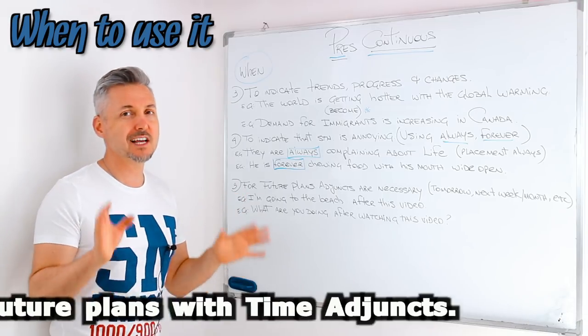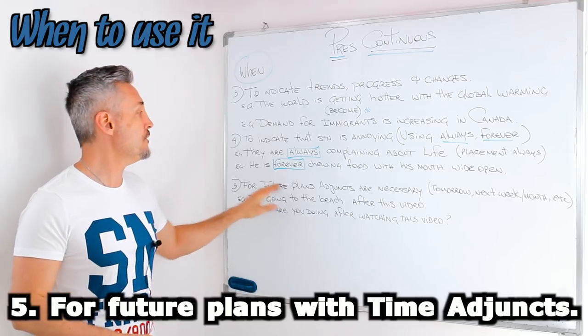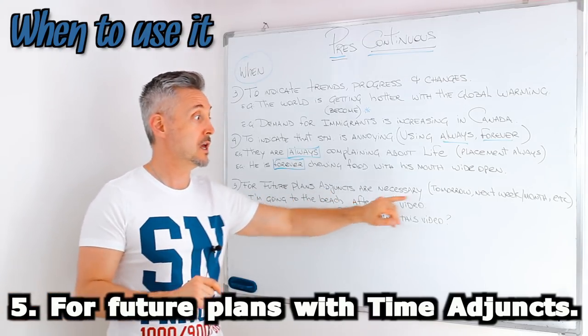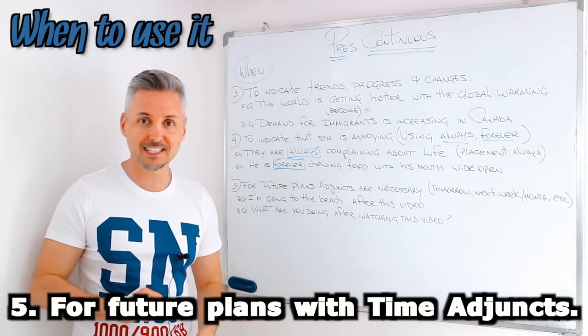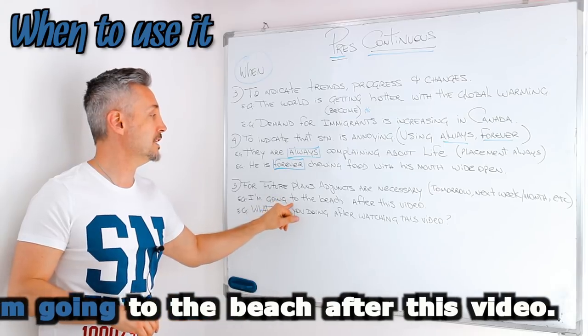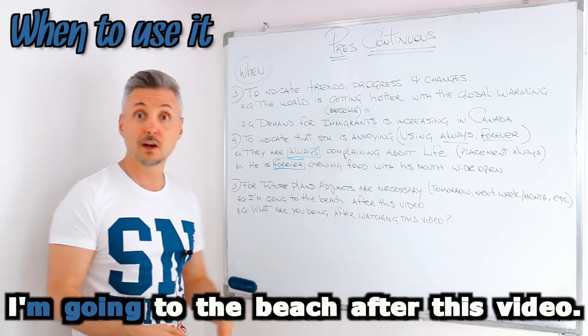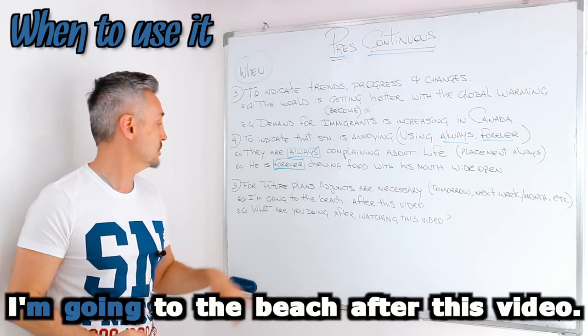So the last point, and I would say a very important point, for future plans. Obviously, you need to use an adjunct, like tomorrow, next week, after, just like my example. I'm going to the beach after this video. After this video, not right now, but after this video, I'm going to the beach.